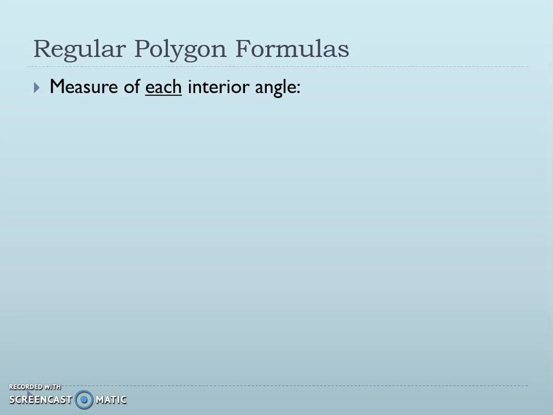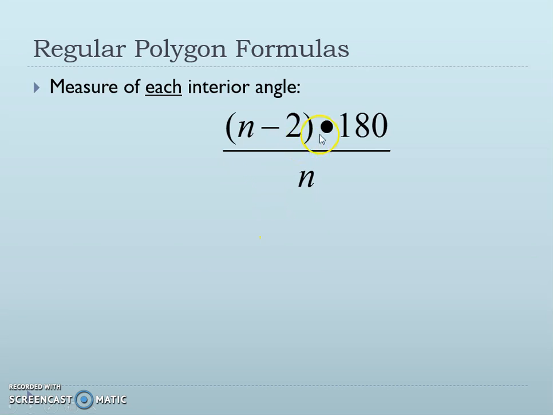So regular polygon formulas: the measure of each interior angle is n minus 2 times 180 divided by n. That is the formula for a regular polygon, which is equilateral and equiangular. If you want to measure each interior angle, you do the number of sides minus 2 times 180 divided by n. So if I have a triangle, and it's equilateral, equiangular, then I put 3 into n. So 3 minus 2 is 1. 1 times 180 is 180 divided by 3. That means each angle is 60.